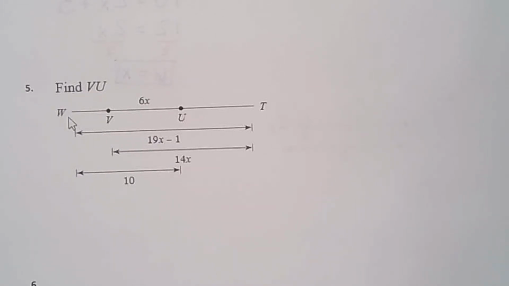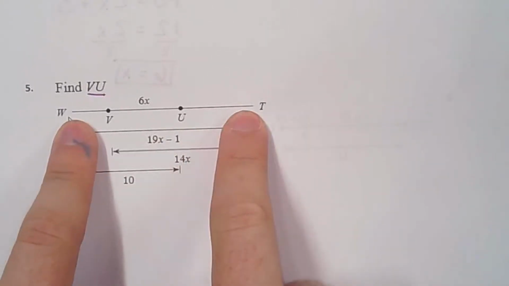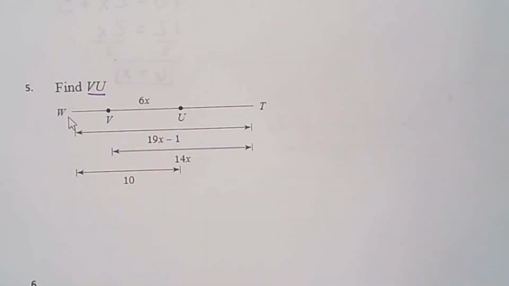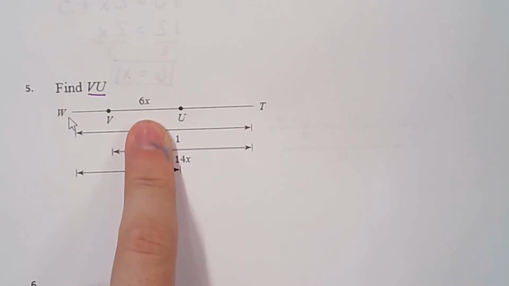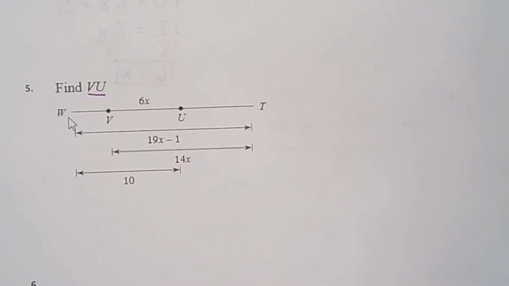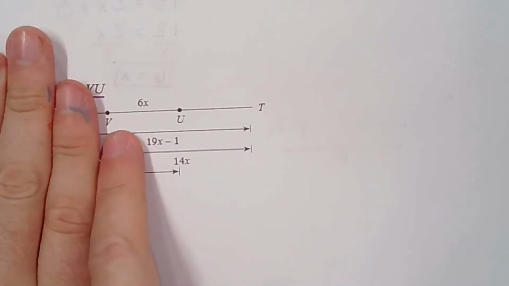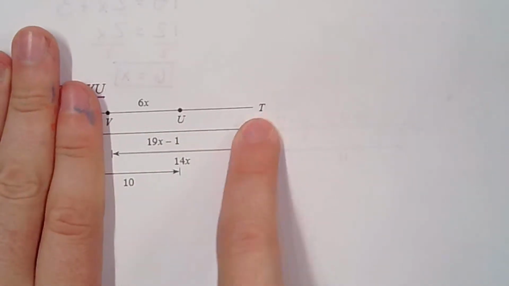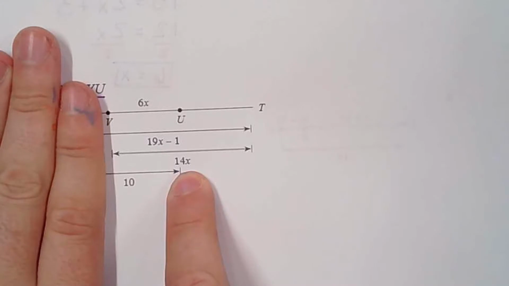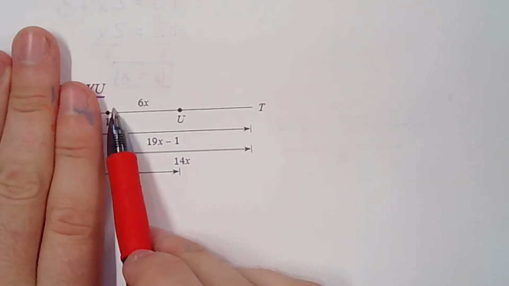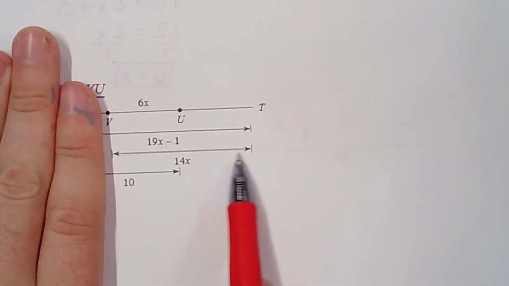All right. So it says find VU. Now, what we're going to do while we find VU is first we're going to find the whole darn thing. Because after that we'll know what x is, and then we can plug in x here to figure out what VU is. So here's the plan. If we know VU plus UT equals 14x, we should probably write that down. And we do know that because this bit plus this bit adds up to this bit.